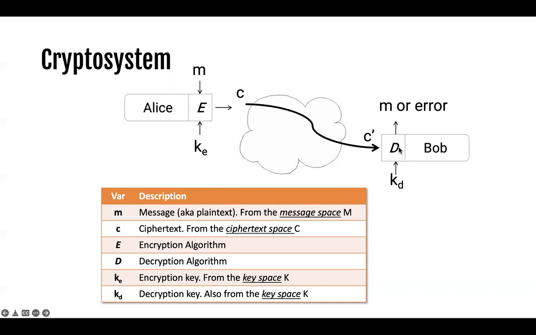So by the time that Bob received this message, it's possible that the message already changed. So that's why there are different letters. We call it C prime here, meaning that this is the message that Bob receives, okay?